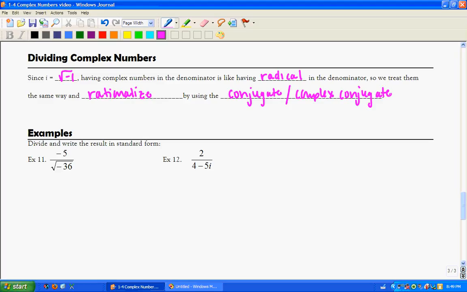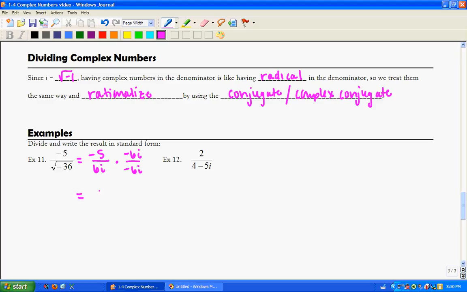So to divide and write the result in standard form, it's kind of like multiplying. If you have radicals, you need to change them to i's first. So we would have -5 over 6i. So the complex conjugate, which we learned before in multiplying, is the opposite of the bi part, then we need to multiply this by -6i. And whatever we do on the bottom, we need to do on the top.